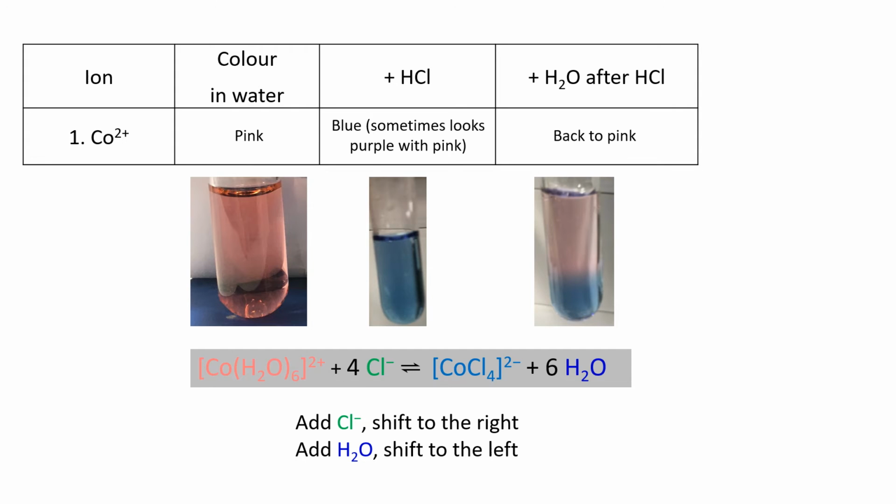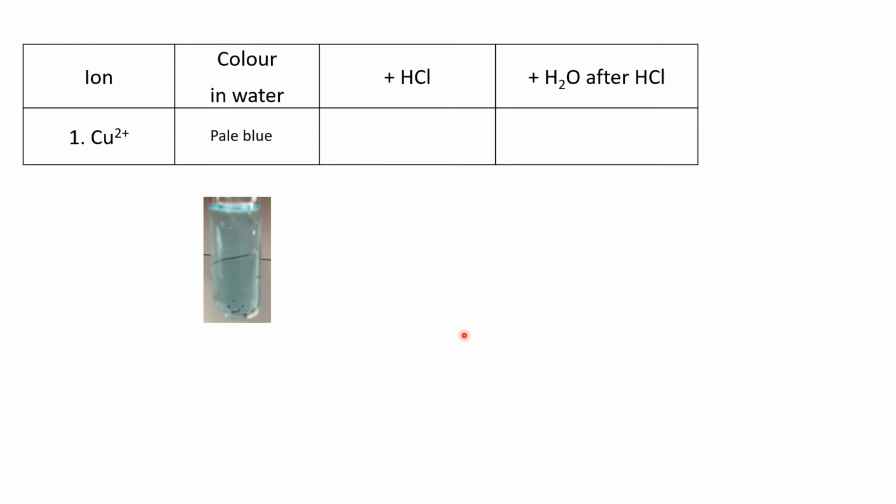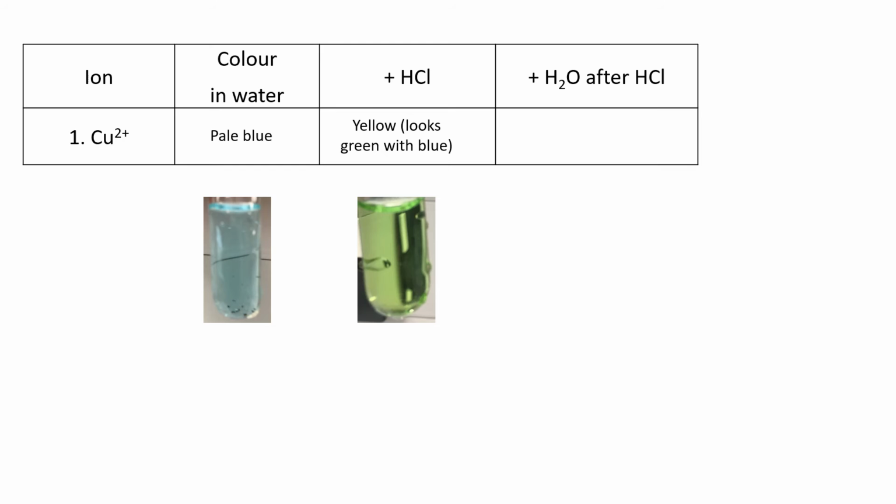And another lovely, very similar example is with copper. So we take copper 2+ in water, it's that pale blue, we add HCl to it, and it goes, well, I've said yellow, sort of looks green. This is a yellow, but of course yellow with blue looks green.